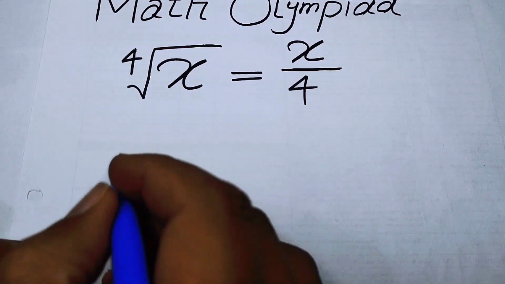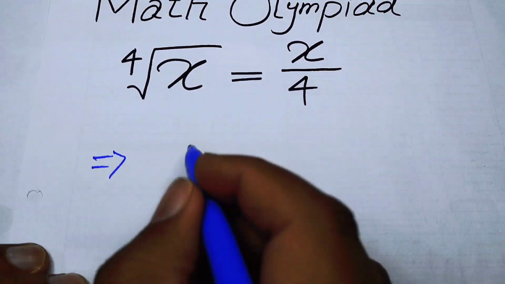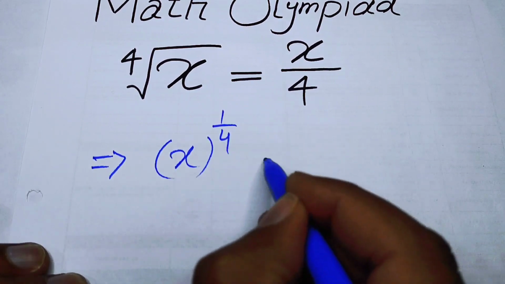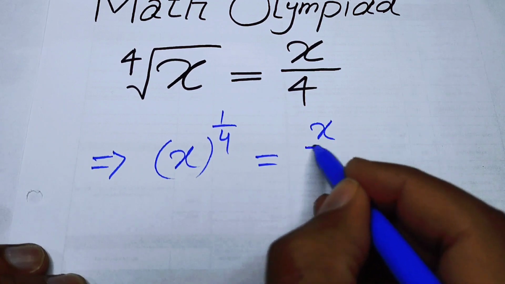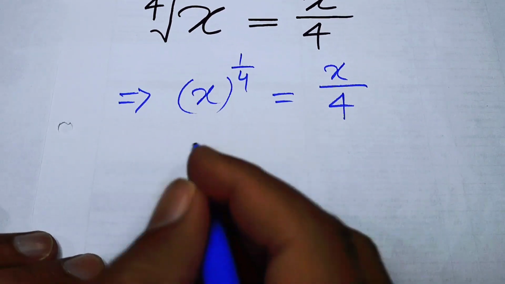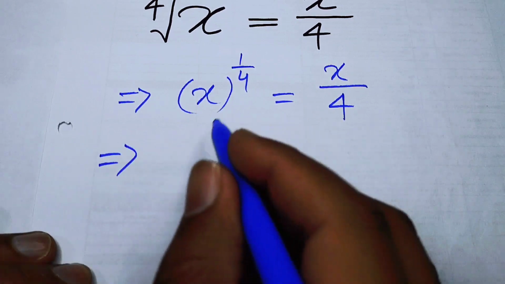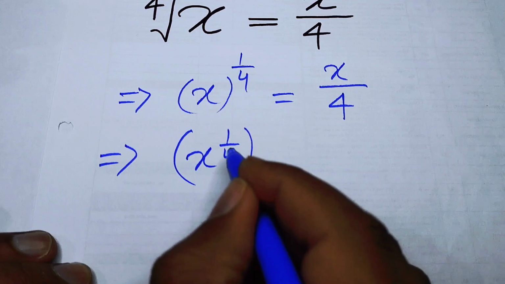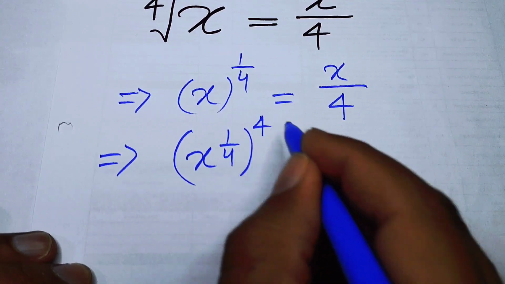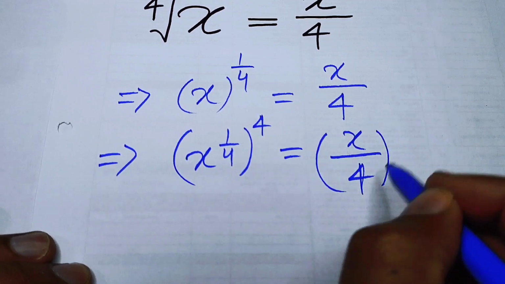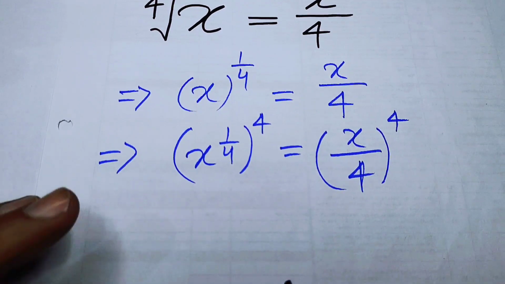So first we can write this fourth root as x to the power of 1 over 4 is equal to x over 4. And now we can apply the fourth power on both of the sides. So that we get x to the power of 1 over 4 and its whole power 4 is equal to x over 4 and its whole power 4.